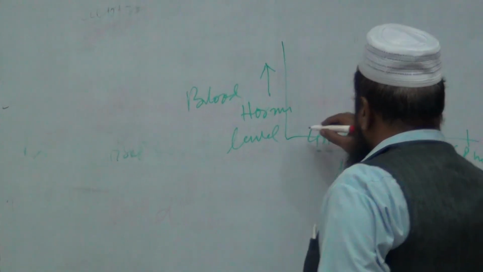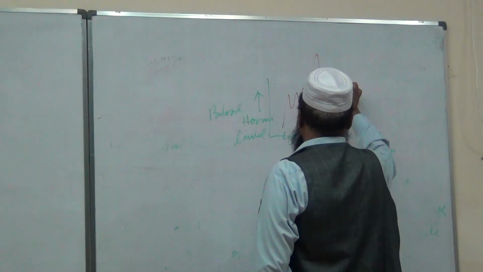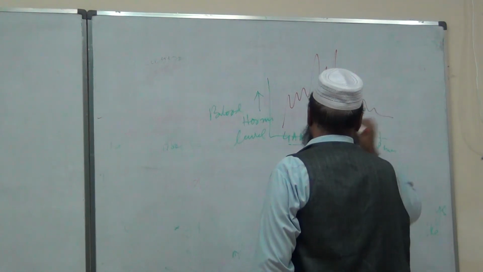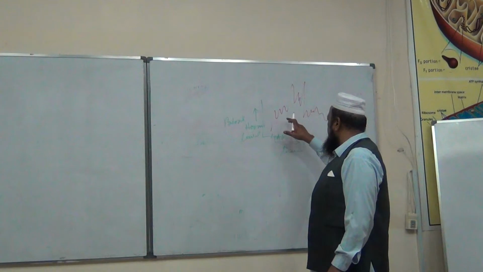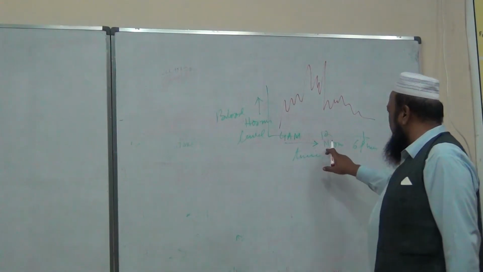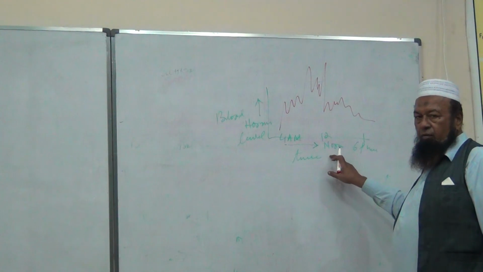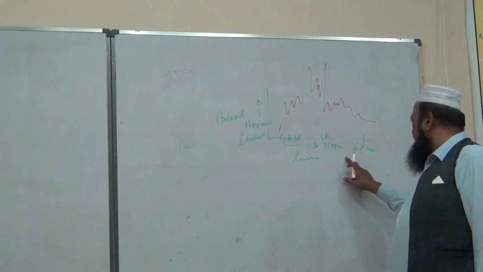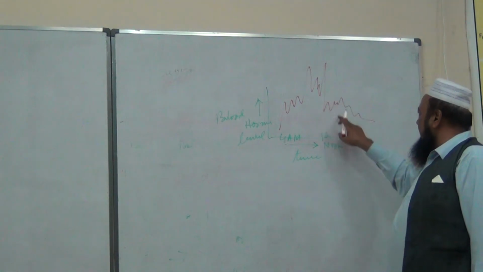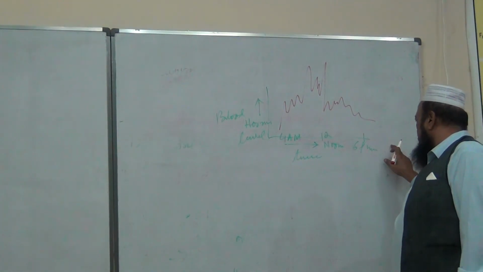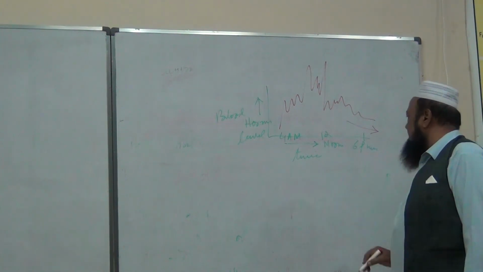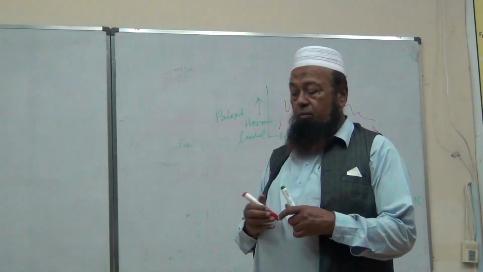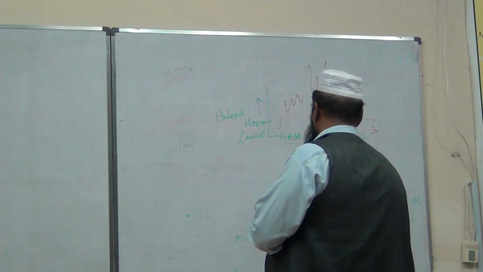We see that this hormone, like this, early in the morning at 4 a.m. the level of the cortisol is less. As the day passes and progresses towards noon, 12 noon or 1 p.m., its level is more, and as the day passes further towards 6 p.m. its level declines.